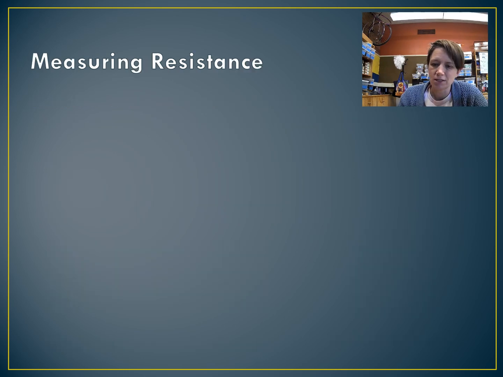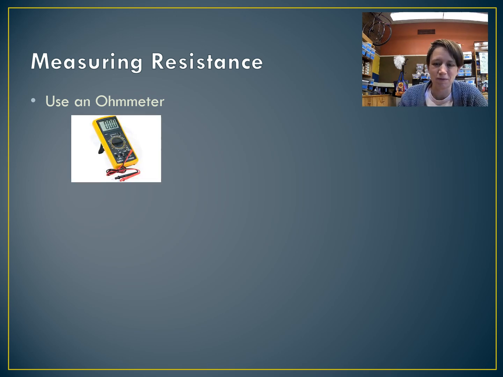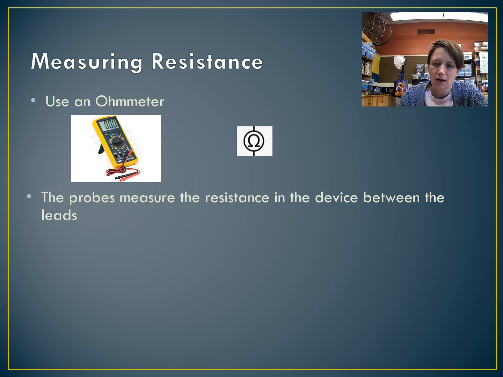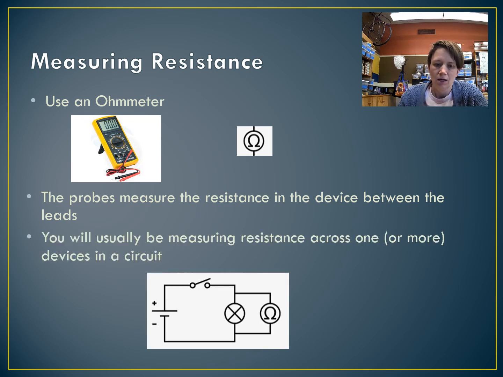If you want to measure the resistance of a device in a circuit, we will use an ohm meter, which again is often found on this handy dandy multimeter tool. If you were drawing an ohm meter in a circuit, it would look like a circle with an ohm in it with two wires coming out the sides. And the probes on the ohm meter are going to measure the resistance in the device in between the leads. You will usually or exclusively hook up an ohm meter the same way we hook up voltmeters, which is that the probes basically touch the two sides of the object that we are interested in knowing the resistance for.